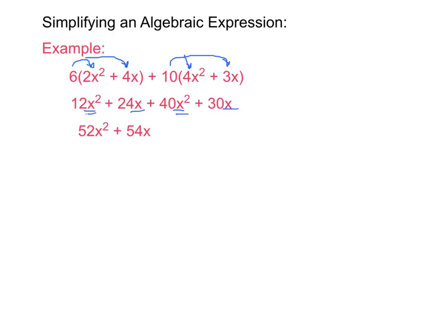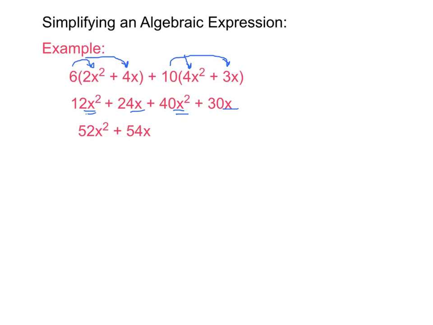Now this leaves us with our final answer of 52x squared plus 54x. I can't combine anything further. I've got a single x squared term and a single x term, and I cannot combine them, so this is my final answer.